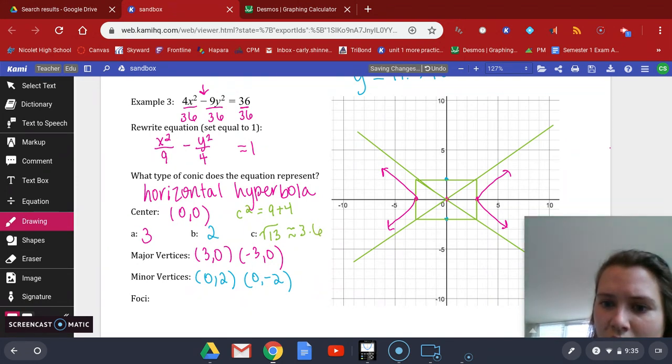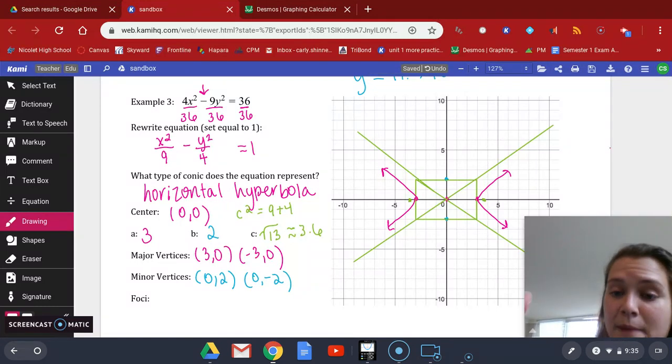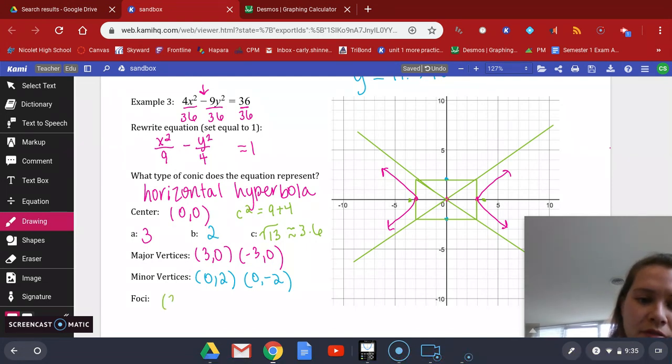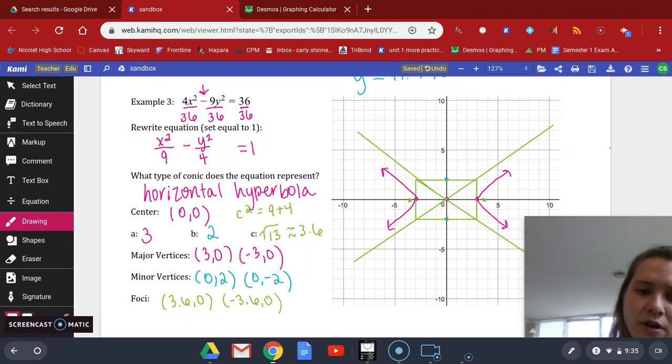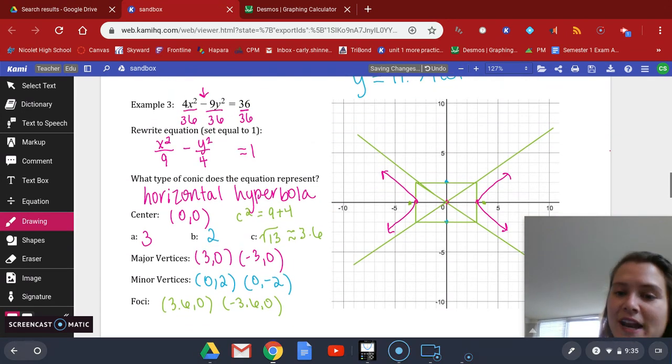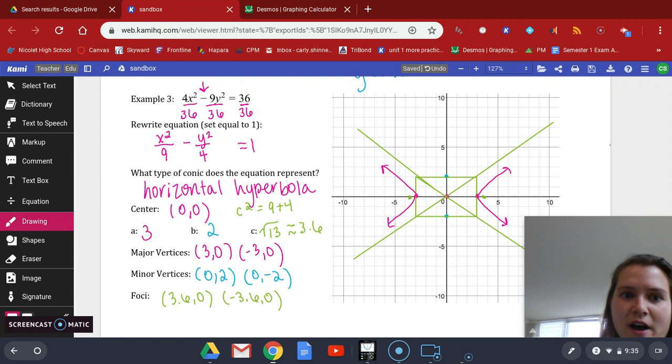So that means I'm going to go out 3.6 and then to the left 3.6. This is a hyperbola, so now my foci are on the outside of my endpoints there. So that would be 3.6 and negative 3.6. And that is how that would work for this one. So if you see something and it's not set equal to 1, that doesn't automatically make it a circle, right? Make sure you're checking for that addition or subtraction sign.